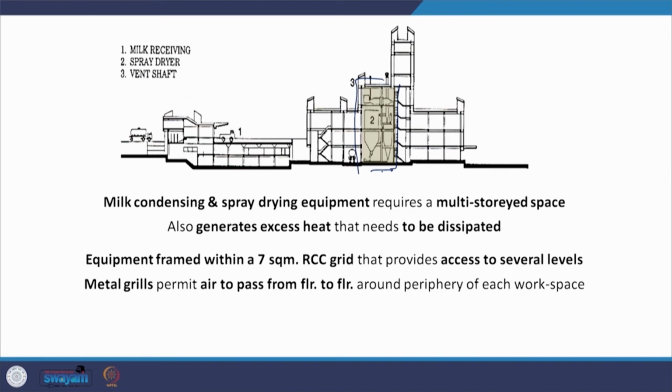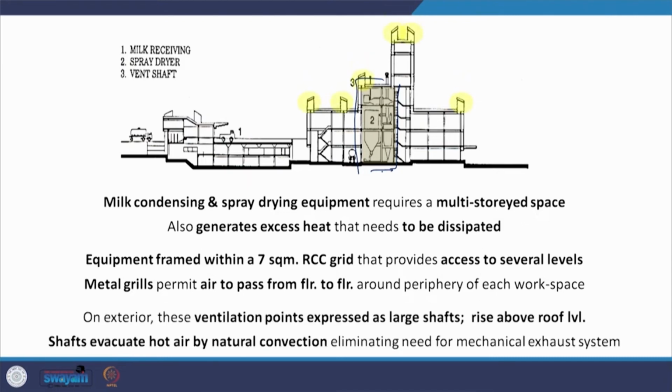Therefore, the equipment is framed within a 7 square meter RCC grid that provides access to several floors. Metal grills permit this air to pass from floor to floor around the periphery, and on the exterior there are these ventilation points that are expressed as these vertical shafts that you see here. Let us go back again. These are the shafts that you see here, and they rise above the roof level, stand out, and the shafts evacuate the hot air by natural convection, thus eliminating the need for a mechanical exhaust system.